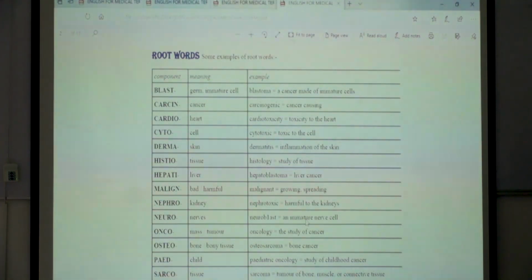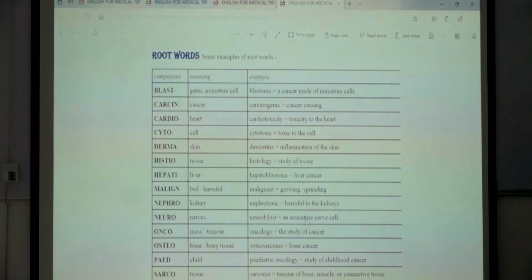The term cytotoxic: cyte means cell, toxic means toxic to the cell. Cytotoxic. Or derm. Derm means skin. So we get dermatitis, inflammation of the skin, or contact dermatitis, which means inflammation of the skin resulting from contact or friction with chemical materials or otherwise.